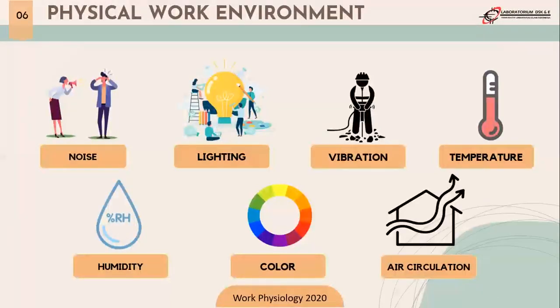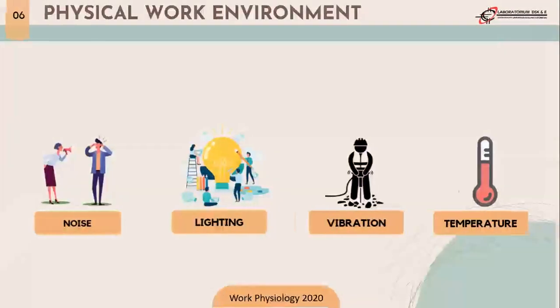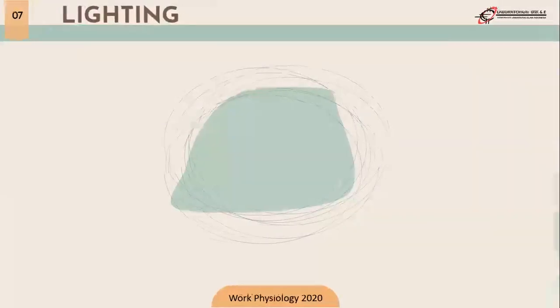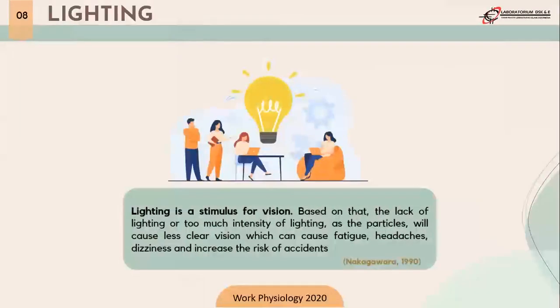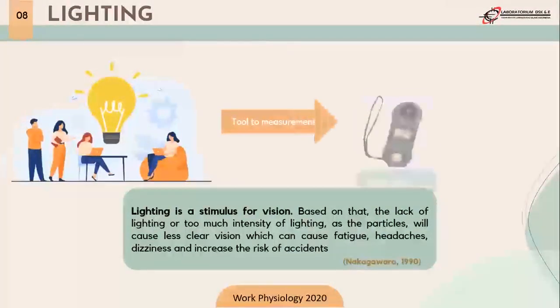There are a lot of physical factors that you see on your screen, but in this tutorial we will only discuss lighting, temperature, noise, and vibration. Okay, first we will talk about lighting. The definition of lighting is a stimulus for vision. Actually, the lack of lighting or too much intensity of lighting can cause fatigue, headache, dizziness, and increased risk of accidents. We can use a lux meter to measure the lighting like this.